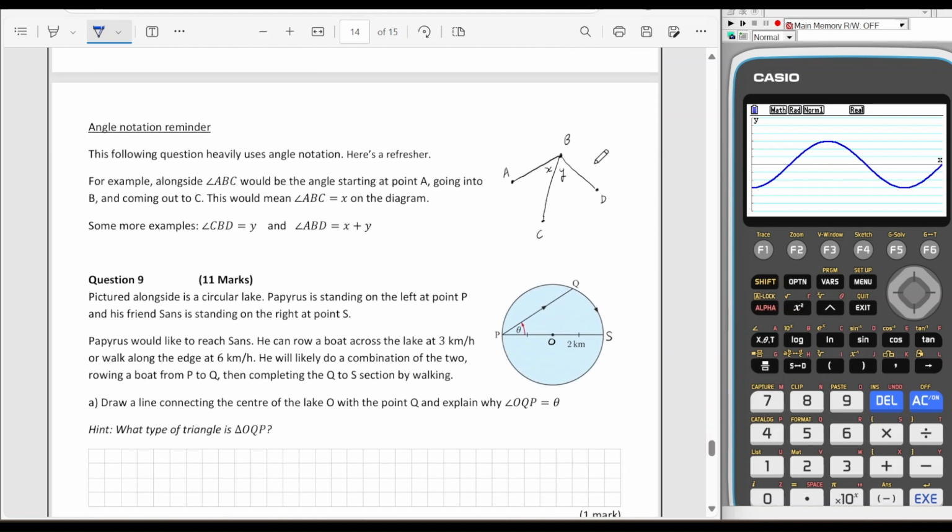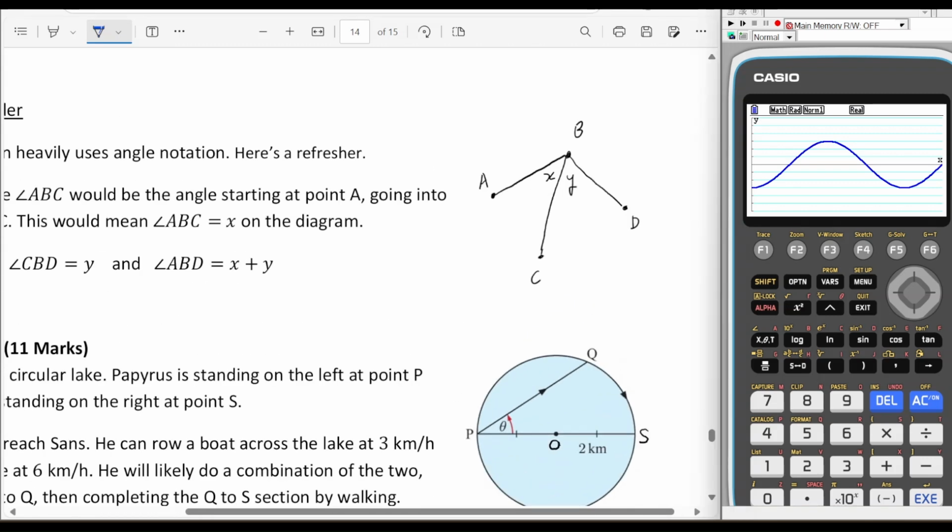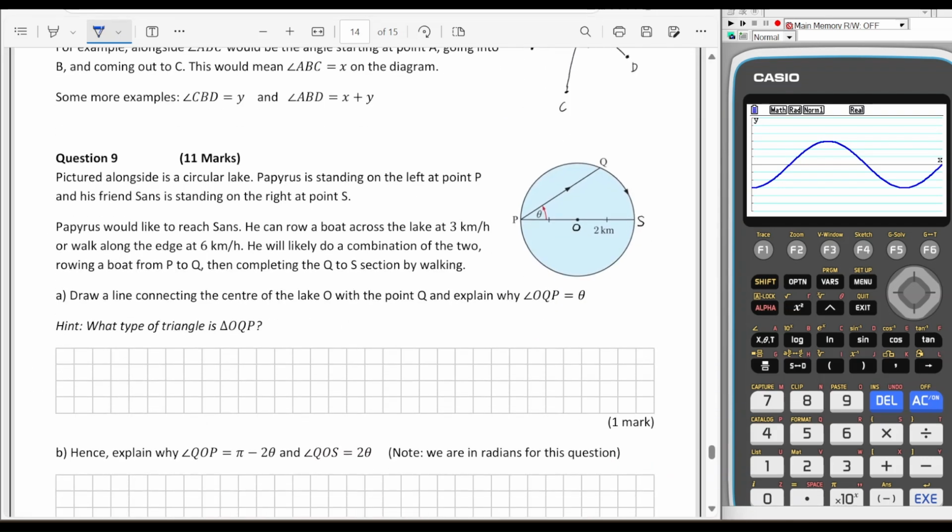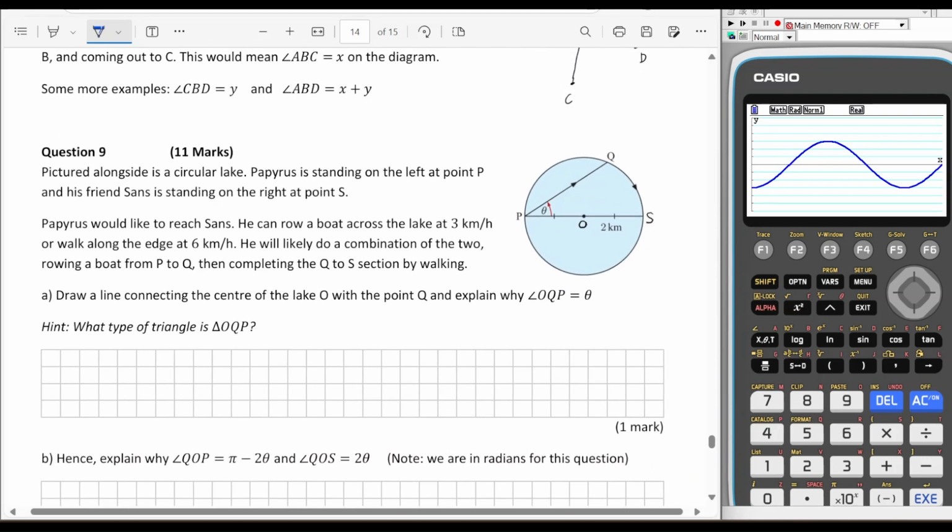I've got an angle notation reminder, so just throughout this whole question, angle ABC would be that angle in there that it makes. Let's just help you out a little bit. Draw a line connecting the center of the lake O with the point Q and explain why OQP is theta. Well, this is a radius of the circle O to Q. OQ is the radius, which is 2 kilometers.